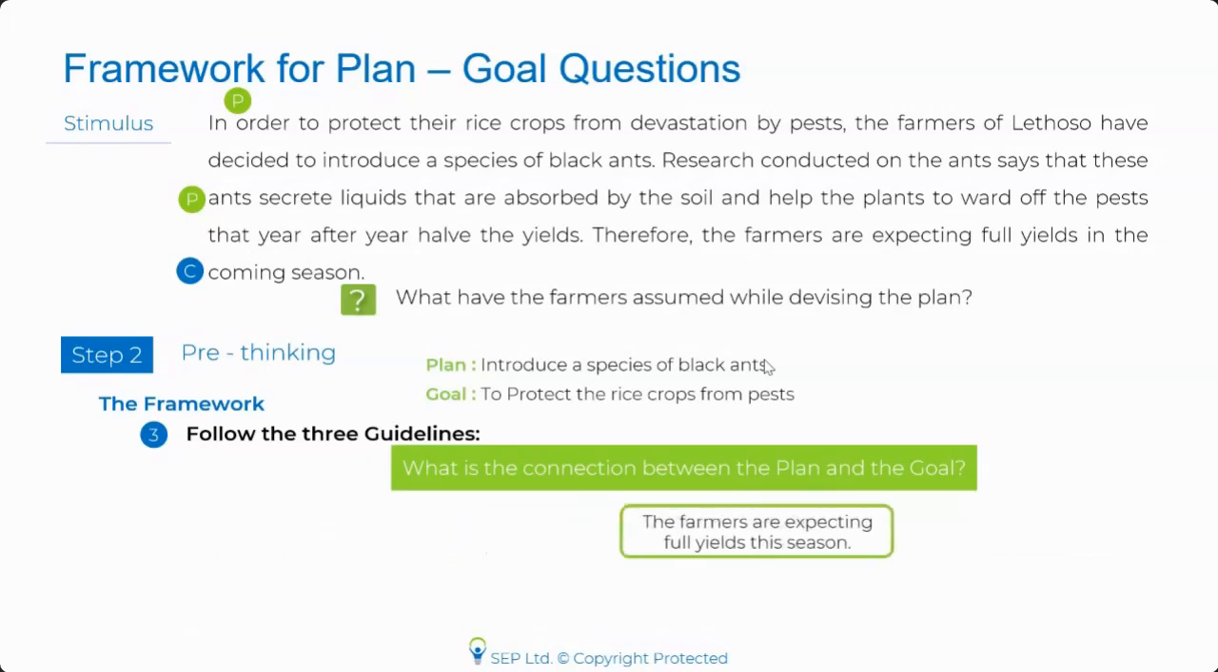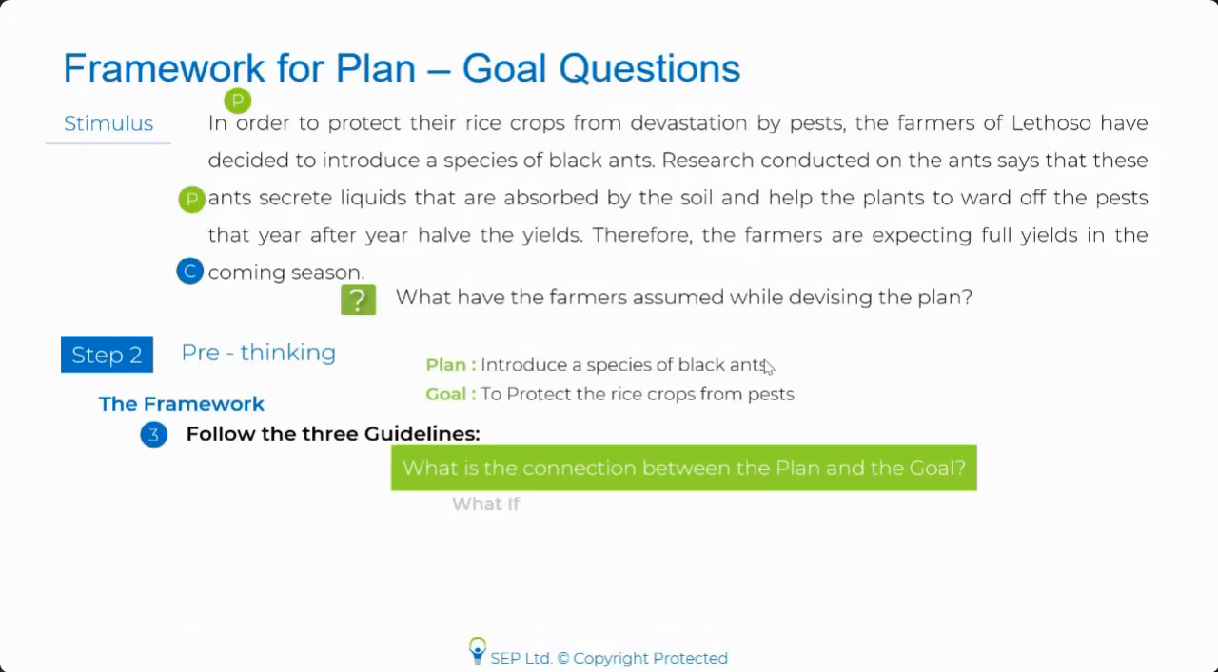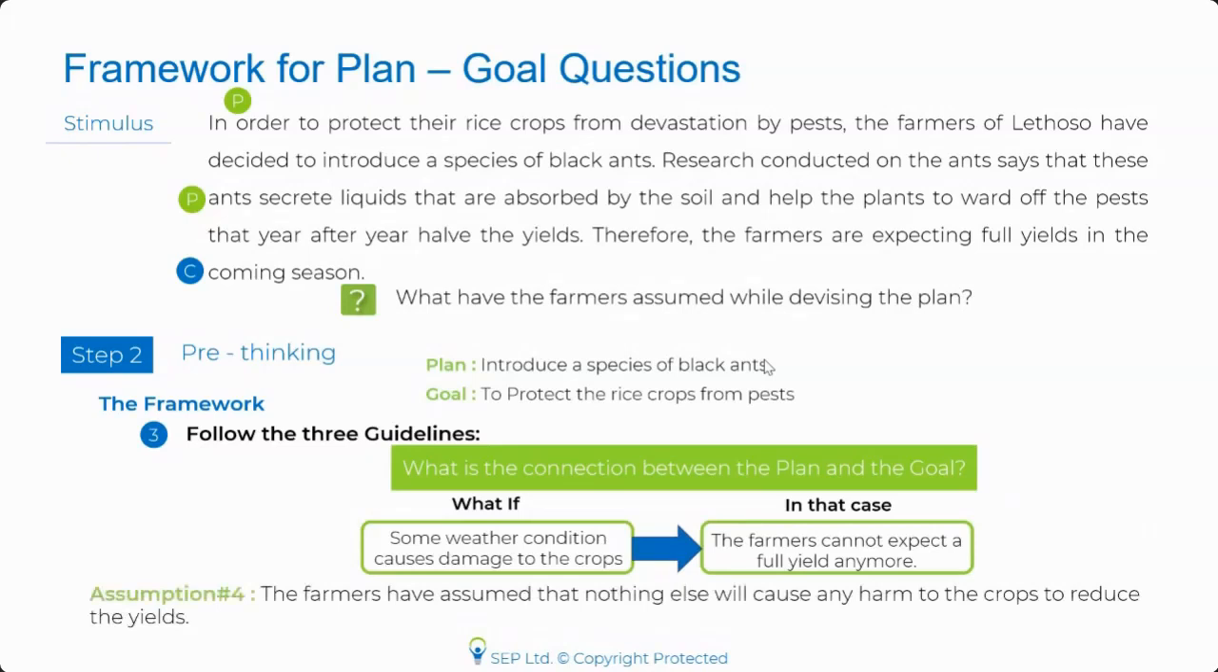Okay, what if there are other things that go wrong? The black ants are going to drive away the pest, but what if other things start going wrong? Then also the yields will not be full. So here the author has assumed, say for example, that some weather condition does not cause damage to the crops. Otherwise the farmers cannot expect a full yield anymore. So the farmers have assumed that nothing else is going to cause any harm to the crops to reduce the yields. All right, so you can see that by following these three guidelines, you can come up with multiple assumptions in a small matter of time. Can you see that, guys?